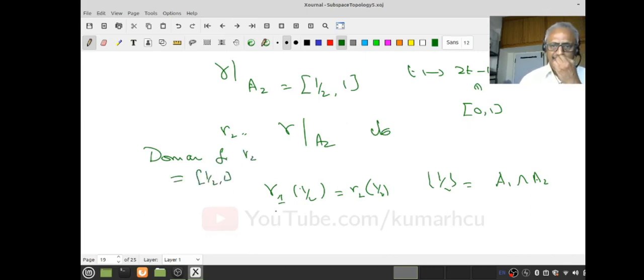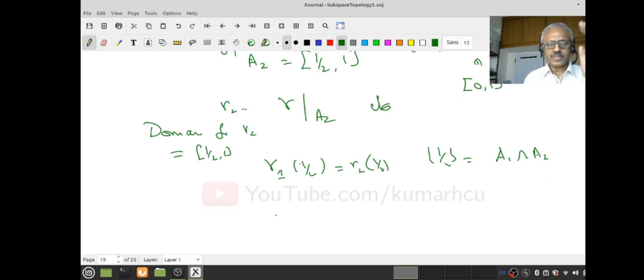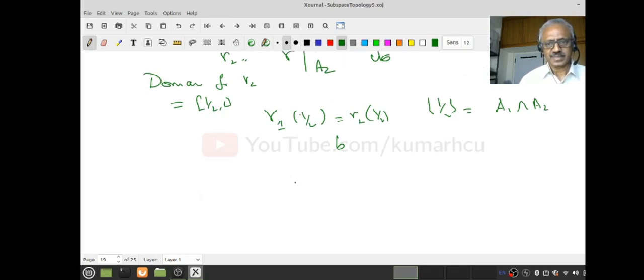Okay, right. So gamma 1 and gamma 2 are continuous on their respective domains A1 and A2. Very good. And then on the intersection, are they the same? Yes, both are equal to b, right? Therefore by the gluing lemma we know it is continuous. Is it okay? Right. Now what is the third one?